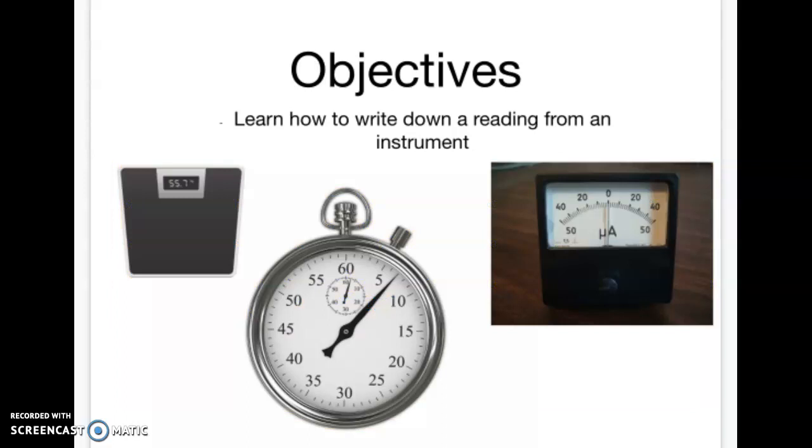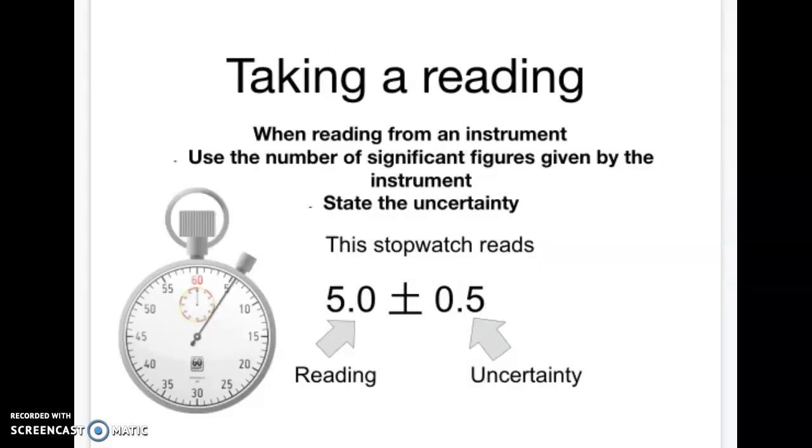The objective of today's lesson is to learn how to write down a reading from an instrument and to express the uncertainty depending on that reading. When you are taking a reading from an instrument, you must use the number of significant figures given by the instrument. Important point. Now, how do we know? Those significant figures will give you an indication of how sensitive the instrument is.